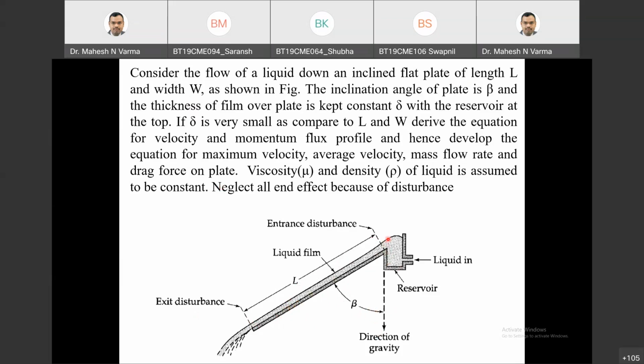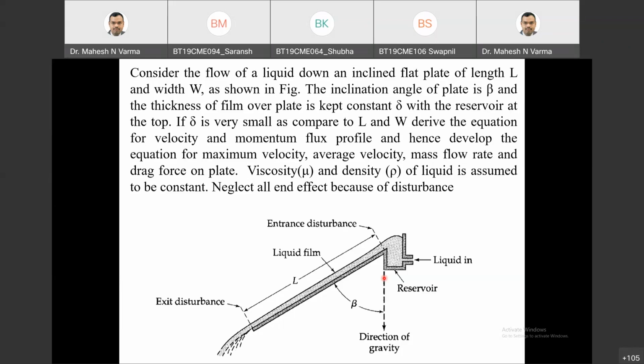There is a flow of this liquid under the influence of gravity, and there is no gravitational gradient perpendicular to this plate. So there will not be any flow in the other direction; the only flow is in this direction. The inclination angle of the plate is beta, and the thickness of the film is kept constant, so that delta is small enough to neglect the acceleration due to gravity, and large enough that it cannot prevent the velocity.